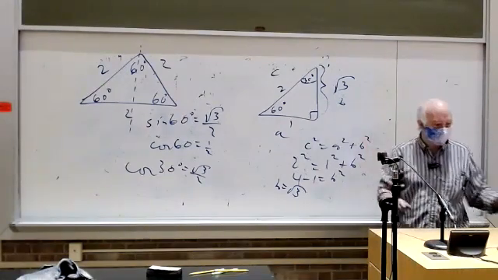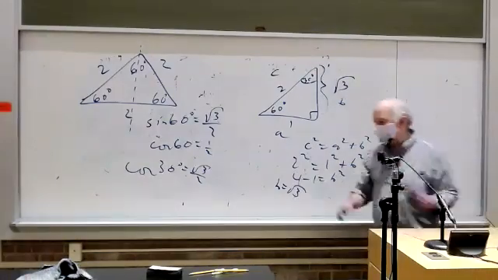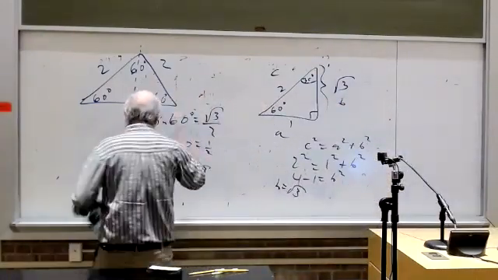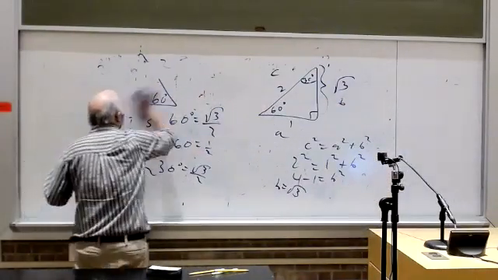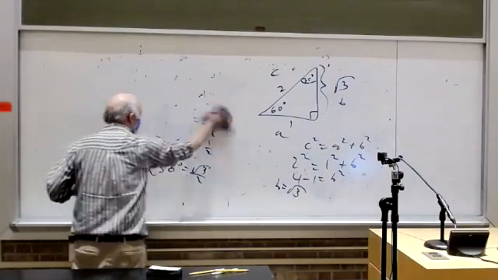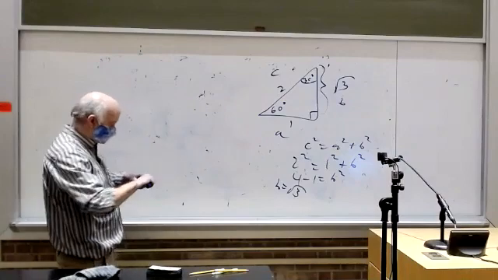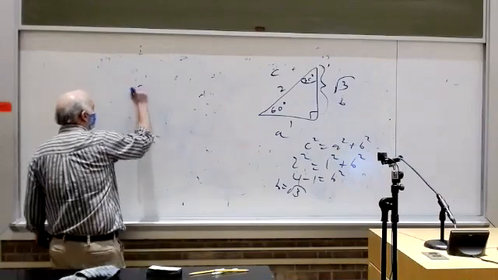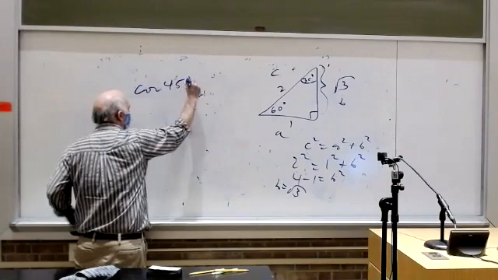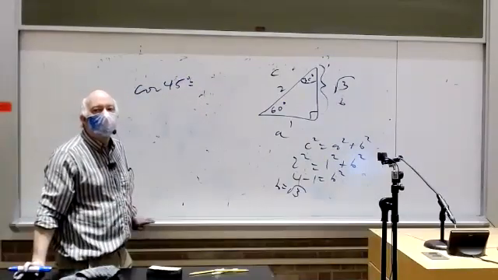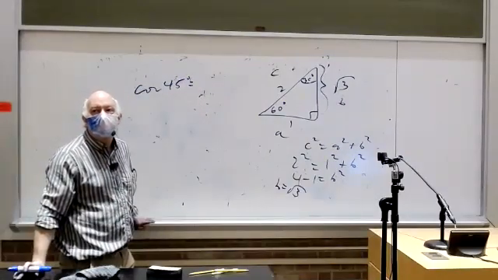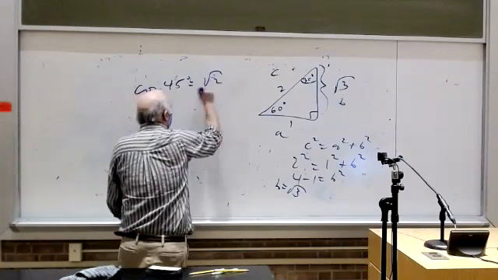We'll do the cosine ones again, but we have 5 minutes. Let's do another example. Let's do the cosine as well. Then we'll do more examples tomorrow. Okay, cosine of 45. Square root of 2 over 2.